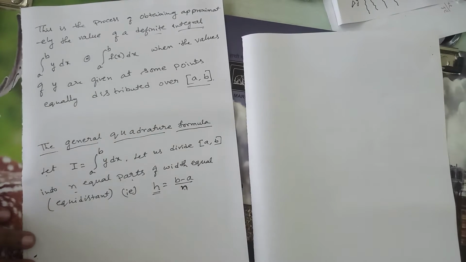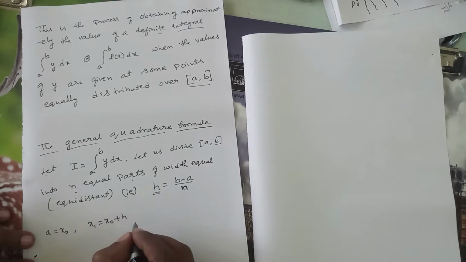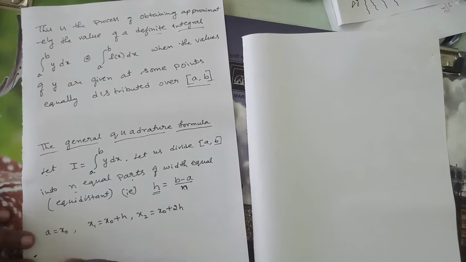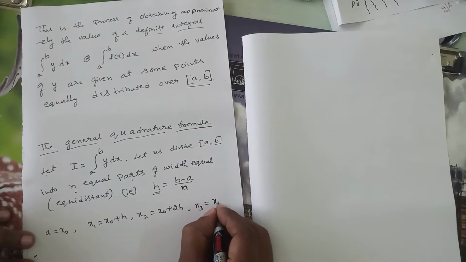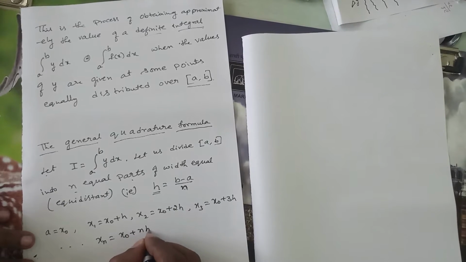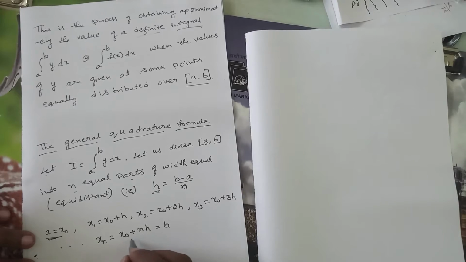Now I'll consider a equals x naught, x1 equals x naught plus h, x2 equals x naught plus 2h, and x3 equals x naught plus 3h. You have to remember this. If you continue like that, what do you get? Xn equals x naught plus n into h. I call this one b. So the interval starts from a and ends at b.